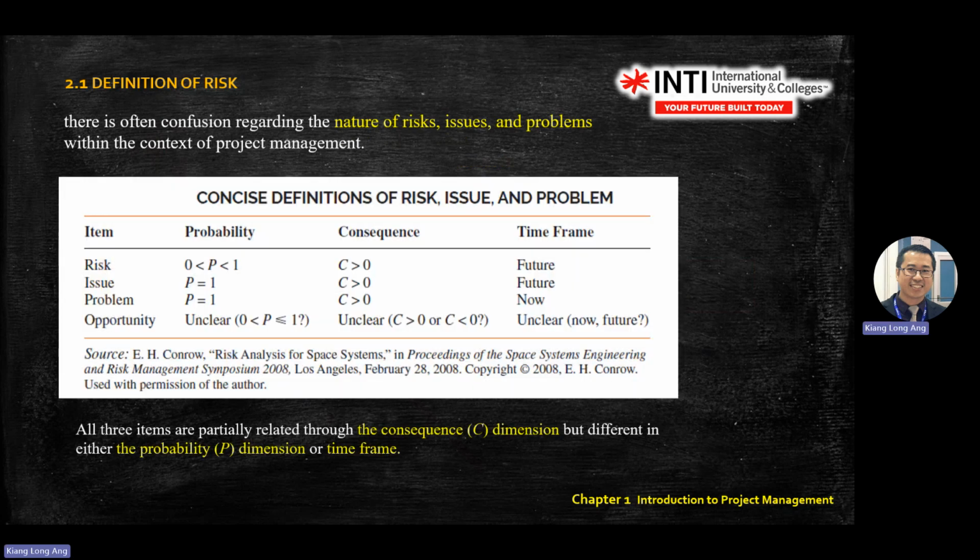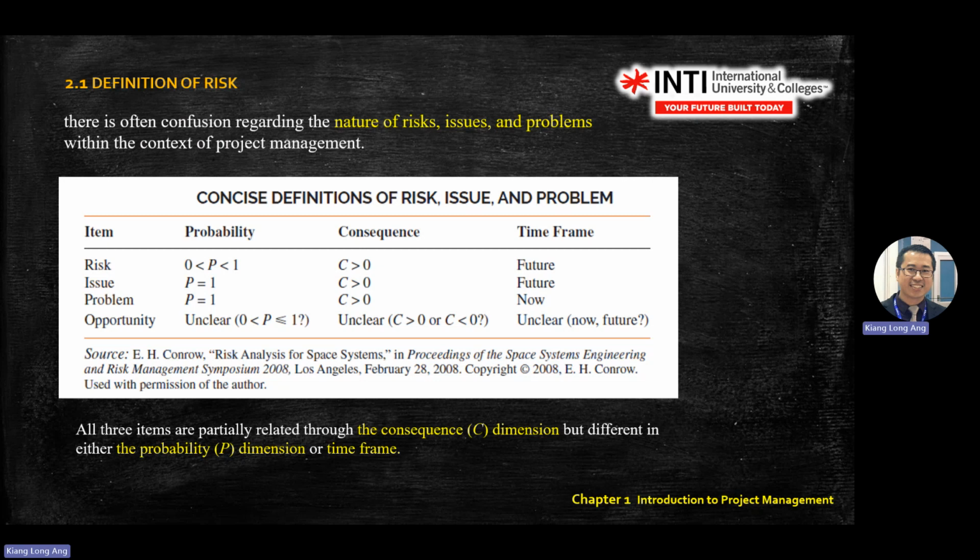Then this is a table for your revision. Sometimes you are asked to explain risk, issue, problem, opportunity, and with this table you can explain the whole thing. So how to read this table? For example, probability is a number between one and zero. If the thing will definitely happen, the probability is one. If it cannot happen, then zero.